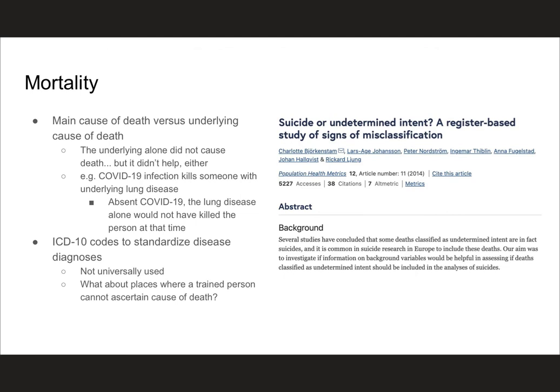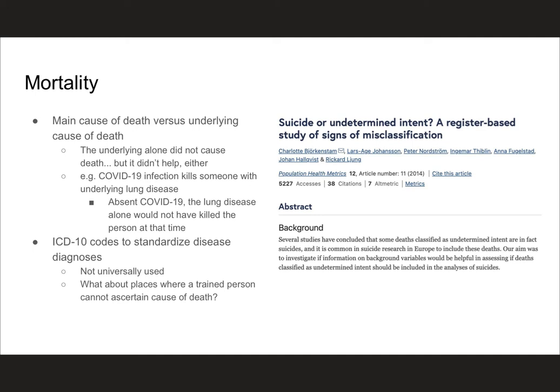When we talk about mortality, it is important to know the difference between main cause mortality and underlying cause mortality. So the main cause of death versus the underlying cause of death. The underlying cause alone did not cause death, but it didn't help either. So for example, COVID-19 might kill somebody with an underlying lung disease. Without the COVID-19, the lung disease alone would not have killed the person at that time. It could have done it later on. The person could have gotten better, right? COVID-19 came along and killed them.